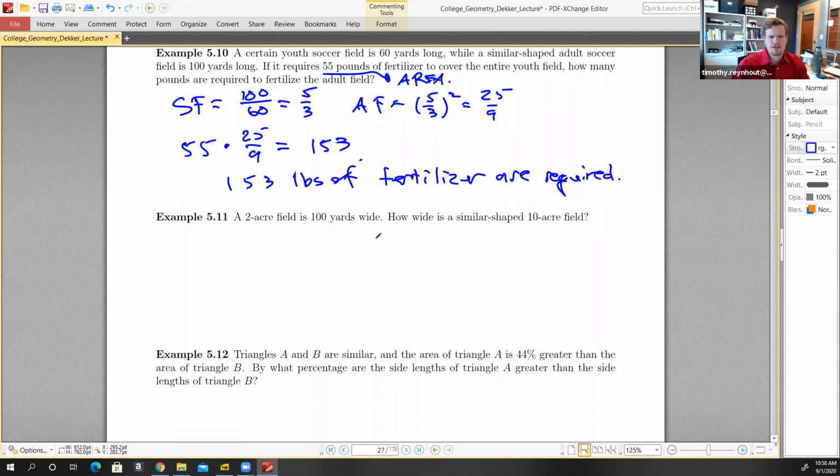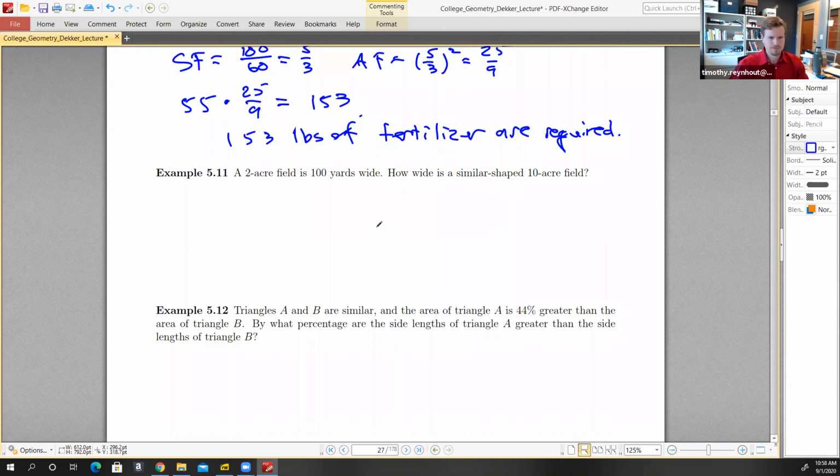So let's consider another example. A 2-acre field is 100 yards wide. How wide is a similar shaped 10-acre field? Now, acre is definitely a measurement of area. That's explicit. Might not be a measurement we're familiar with, but that's fine. We don't have to understand what an acre is. We just need to know that it's describing area.